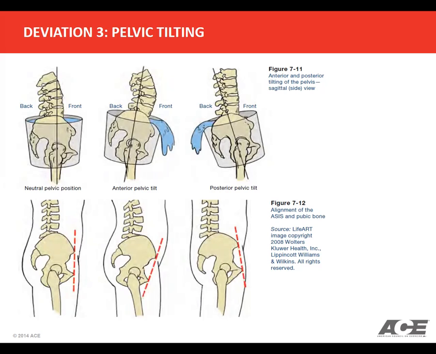So the hip is rotating forward. If you're looking at somebody from the right side, clockwise rotation is going to be anterior. Counterclockwise is going to be posterior. Okay.